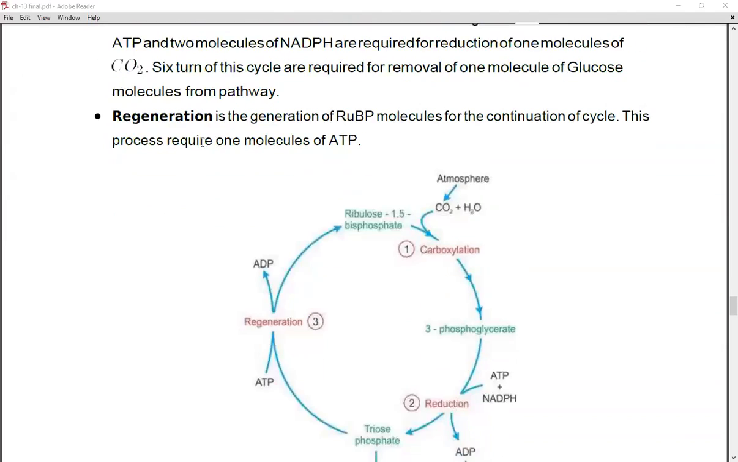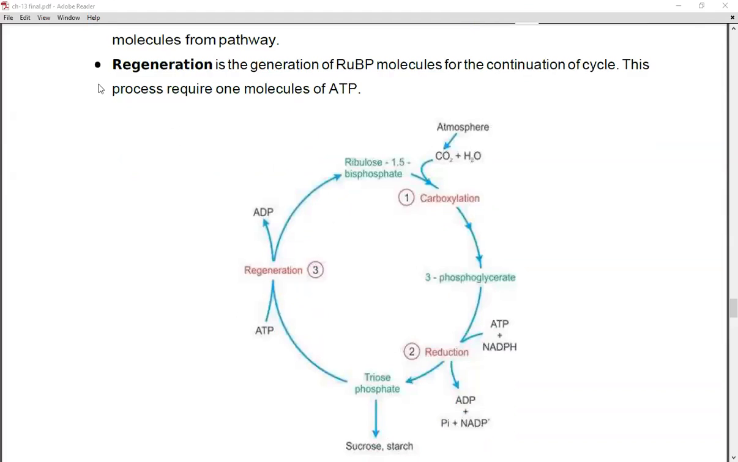The third and the last step of Calvin cycle is regeneration, right? So regeneration is what? To generate something again, right? So here also the same thing takes place. Here also the generation of RuBP molecules is taking place. And why is it again forming this RuBP? In order to continue this cycle many times, right?